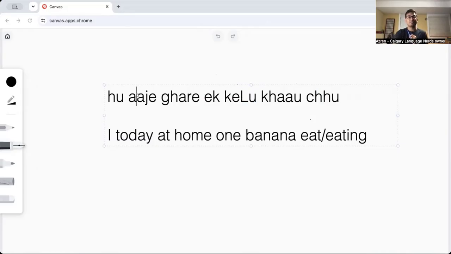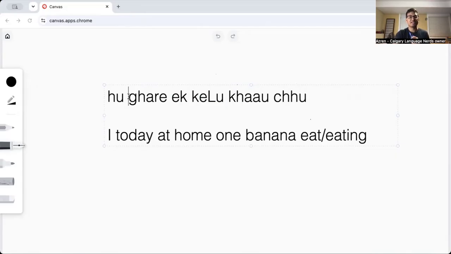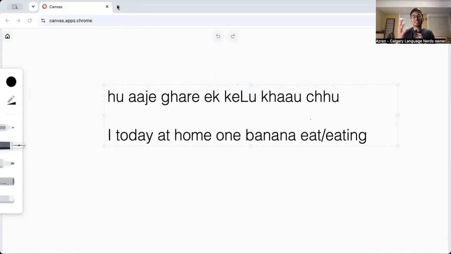If I move aje and put it before the verb, hun ghare ek keru aje khau chu, then aje, today, now takes the extra emphasis. Today is now what's being emphasized. There's something about me eating a banana today that is very important. Let's move it back to the standard. Again, that's the golden rule: whatever comes before the verb takes a slight psychological emphasis.